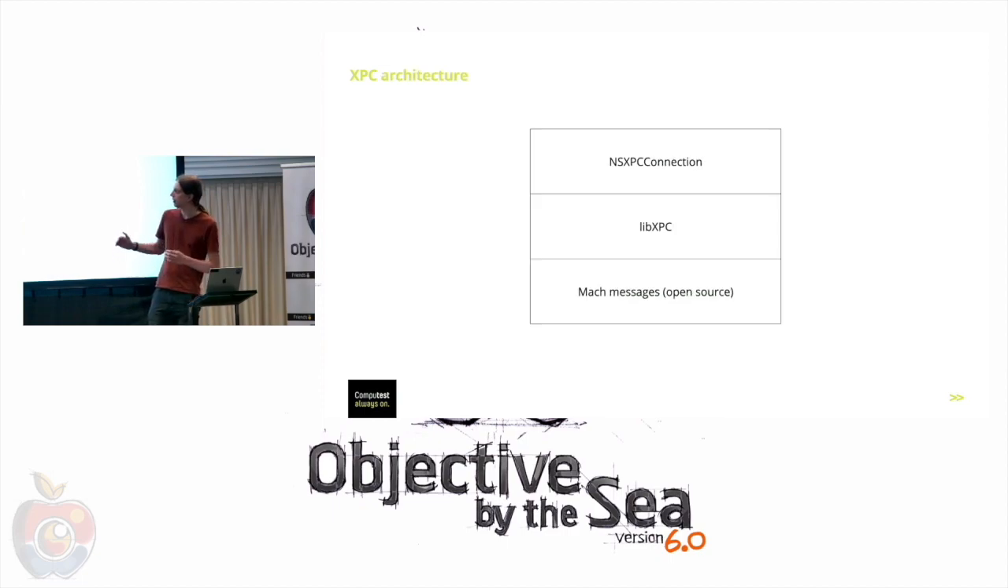So we're going to dive into the way XPC is implemented. It's implemented on top of Mach messages. And if you're familiar with NSXPCConnection, that's implemented using libxpc. Now, Mach messages are open source. For libxpc, we have the API. We know something about what it does. But the internals of it are not open source. So we don't really know how connection establishment or the packet format work, that's all not been documented by Apple.